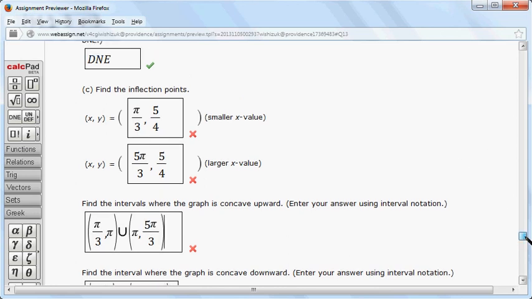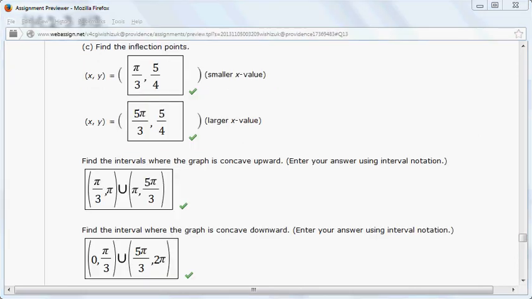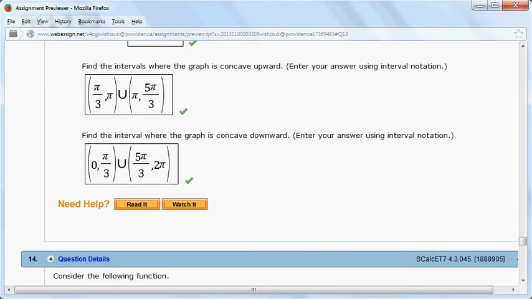All right, so let's check the answer. I came back and it looks like we did all these correctly. All right, that's it. I hope that this was clear.